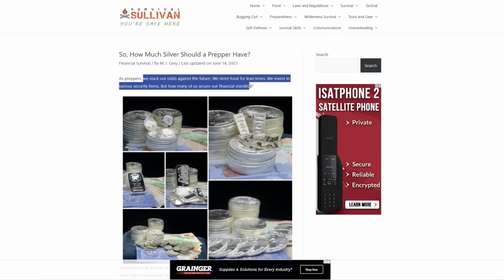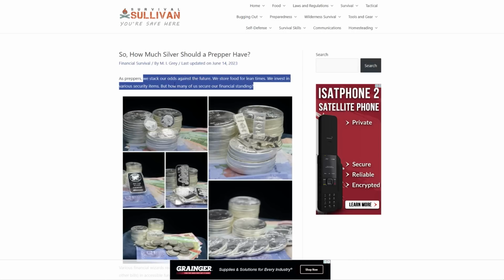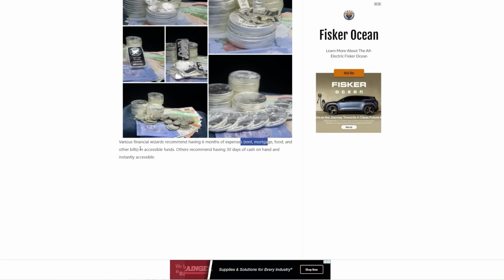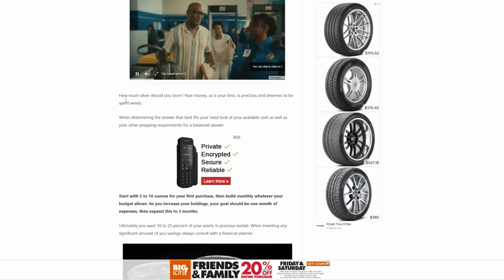As preppers, we stack our odds against the future. We store food for lean times. We invest in various security items, but how many of us secure our financial standing? Various financial wizards recommend having 6 months of expenses, which is rent, mortgage, food, and other bills in accessible funds. Others recommend having 30 days of cash on hand and instantly accessible. See, this is some real stuff that we need to think about. The other stuff, the 5%, without giving any explanation really, that's nice to know, but this is some good stuff right here. 6 months of expenses, and then 30 days of cash on hand as well. I like that. What do you guys think about that?